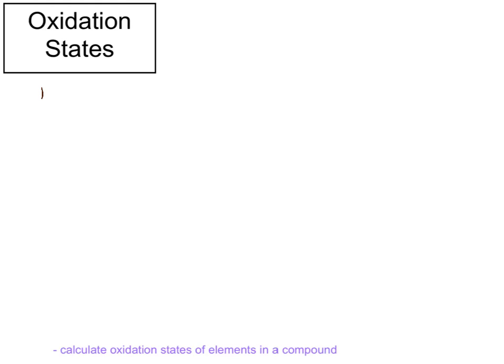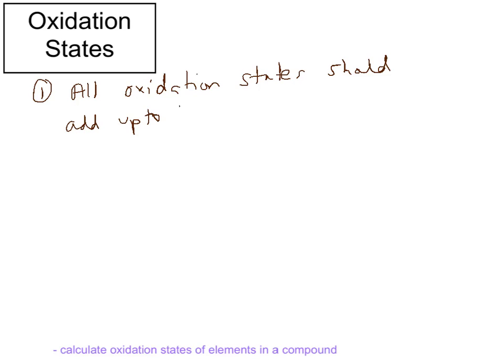The first rule is that all the oxidation states of the atoms should add up to the charge on the molecule, or the compound, sorry, or the ion. So if you are trying to work out the oxidation state of an atom in a charged ion, for example SO4 2- or OH-, then it needs to add up to -2 and -1 respectively. So that's our first rule. If it's just a neutral compound like water or sulfuric acid, then it needs to add up to 0.